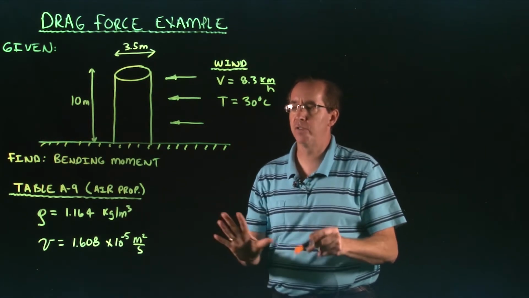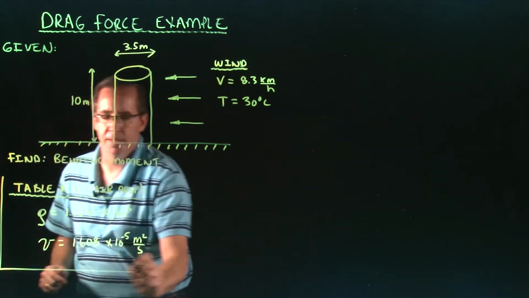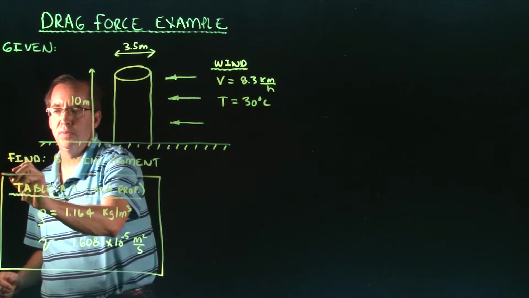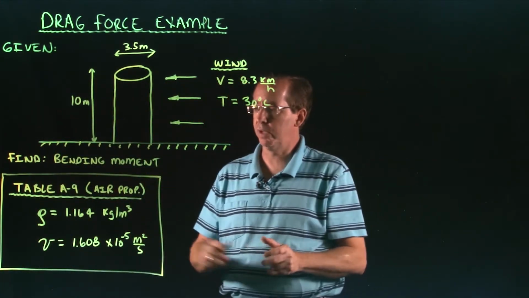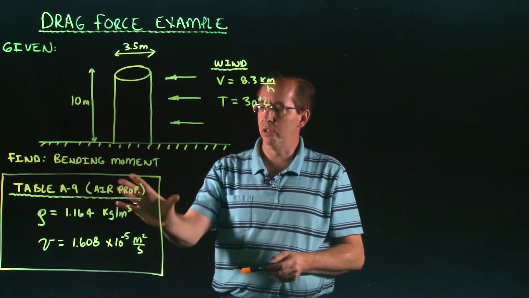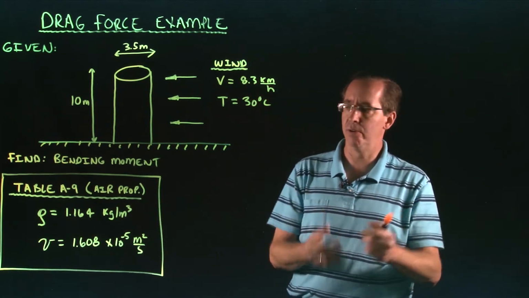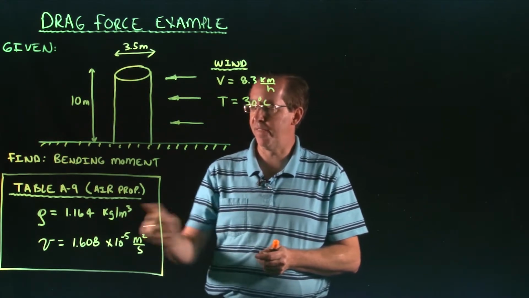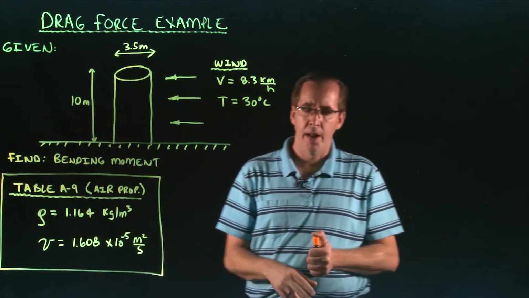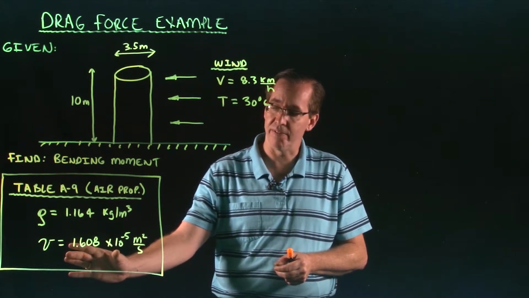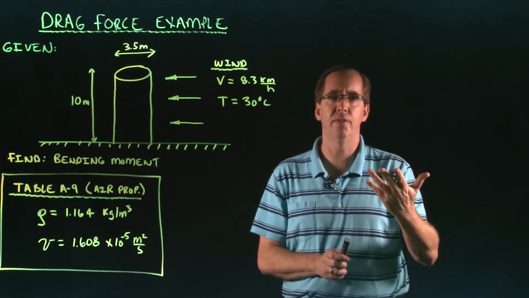Now, before I started the problem, I went online, and the table in the back of your book, Table A9, also has this information. I went to Engineering Toolbox and got this information, but we can also get it from your text. I looked for air. There's a table that will show you different properties of air at different temperatures. For 30 degrees Celsius, I found that air has a density of 1.16 kilograms per cubic meter. And I also found its kinematic viscosity is 1.608 times 10 to the minus 5. I'm going to need that for this example.